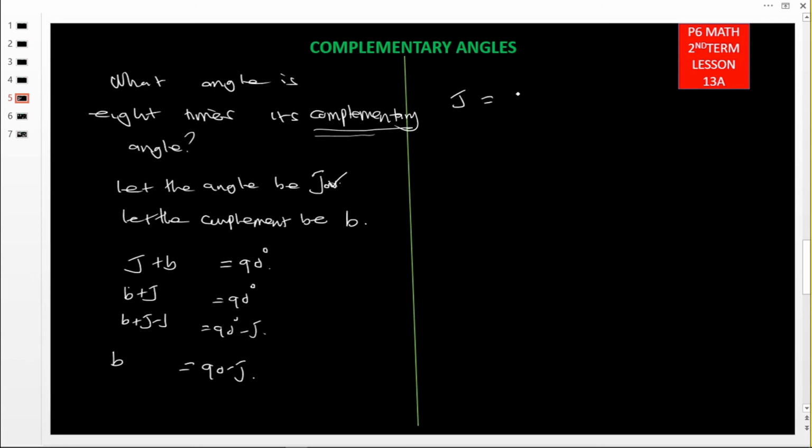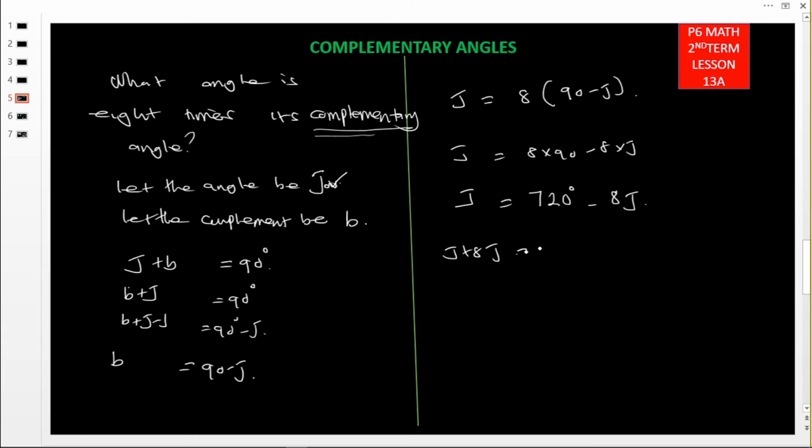So J is equal to 8 times its complement. What is its complement? 90 minus J. So J is equal to 8 times 90 minus 8 times J. So J is equal to 8 times 9, that is 720 degrees minus 8J. So you are going to collect like terms. J plus 8J is equal to 720 minus 8J plus 8J. Then this is 9J is equal to 720 degrees.